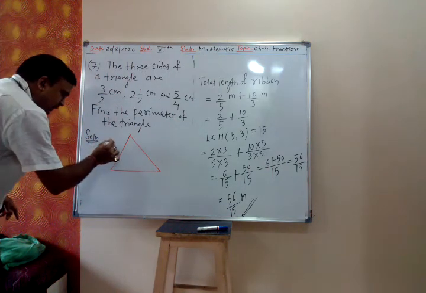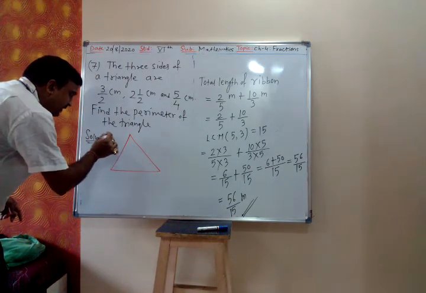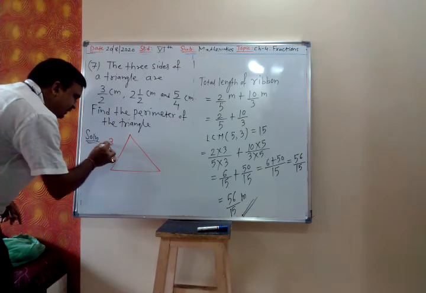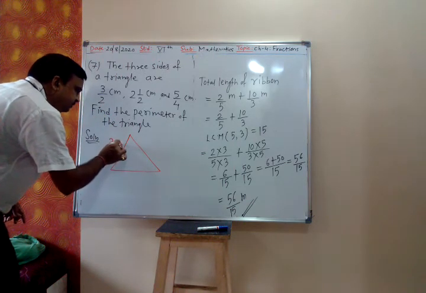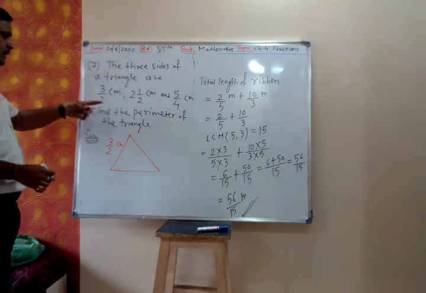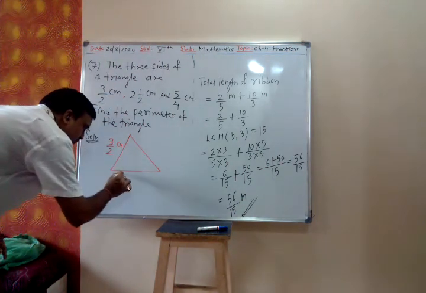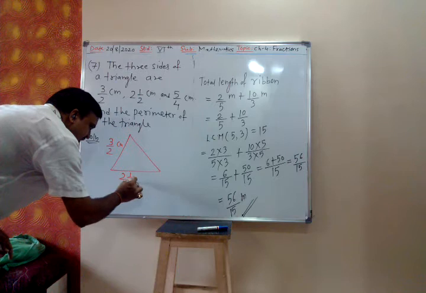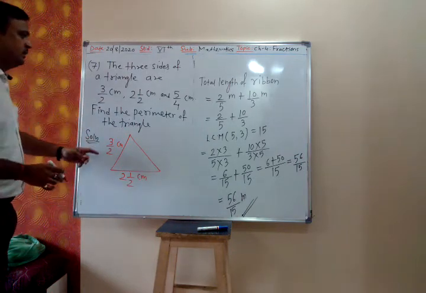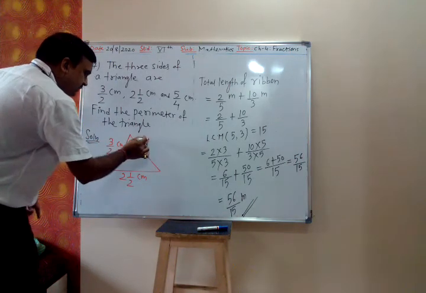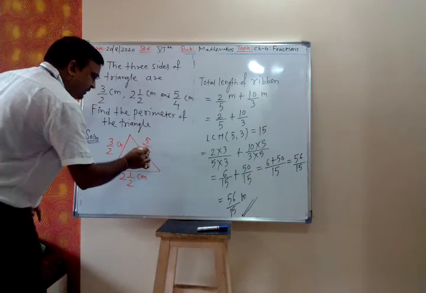Now, one side is given 3 by 2 centimeter. This much length. The other side is 2 and 1/2 centimeter. Then the third side is 5/4 centimeter.